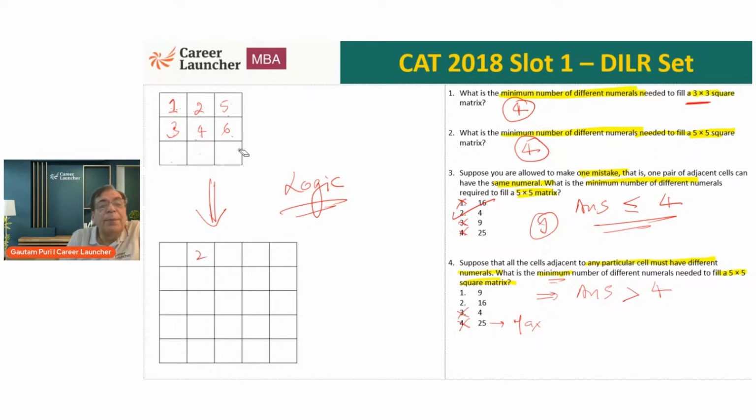Okay. Let me explain the logic again. I'm assuming questions 1, 2, 3 are fine. Question number 4 says all cells adjacent to a particular cell must have different numerals. So if this is 1, these 3 cells should also have different numerals. So let's say 2, 3, 4. Now, what should these two be? These two cannot be 1, 3, or 4 because 2 is already touching 1, 3, and 4. So these two have to be different from 1, 3, and 4. What can they be? They can then be 5 and 6.